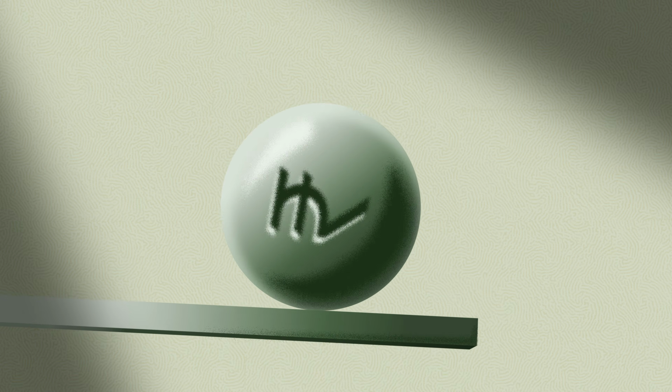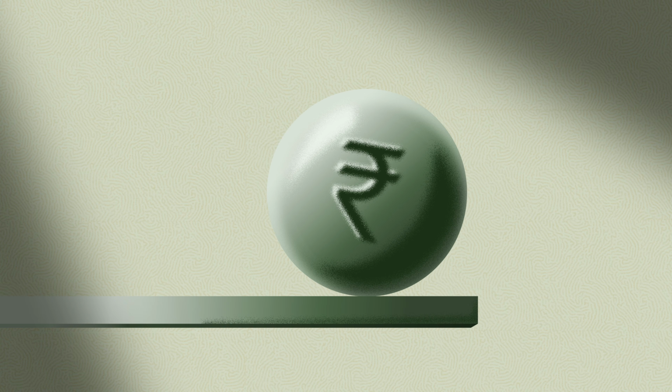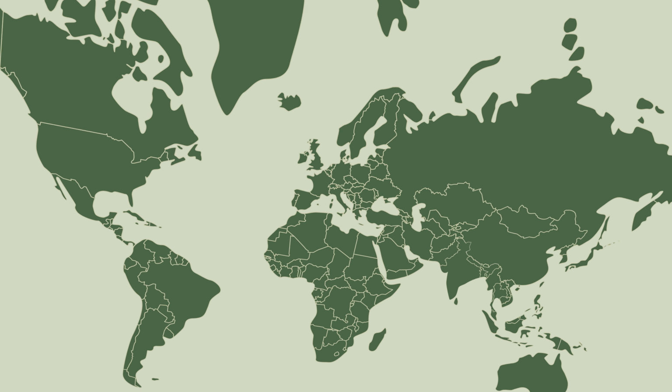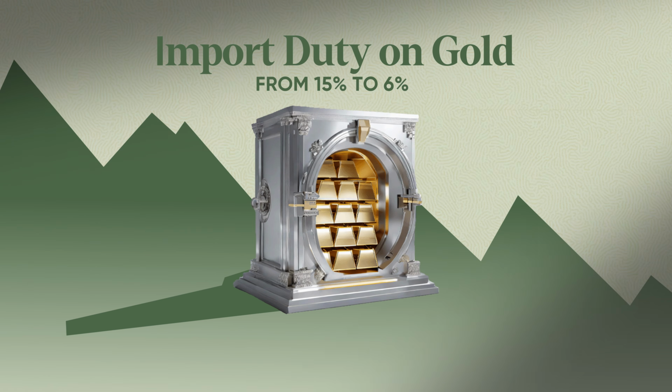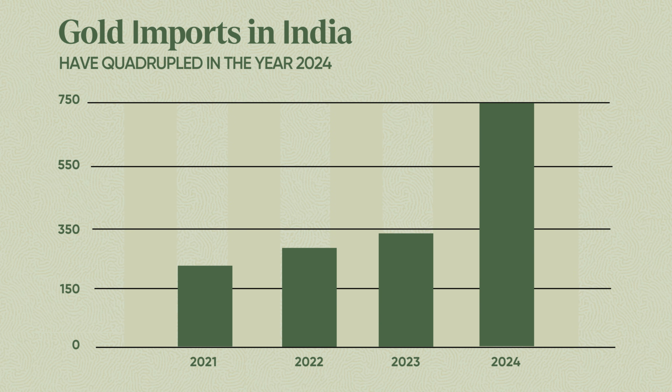This cycle makes the rupee less attractive to international investors and traders, which weakens it even more in the global market. On top of that, our government reduced the customs duty on gold from 15 to 6%. Because of this, gold imports in India have quadrupled. This increased demand for dollars to buy gold and weakened the rupee even further.